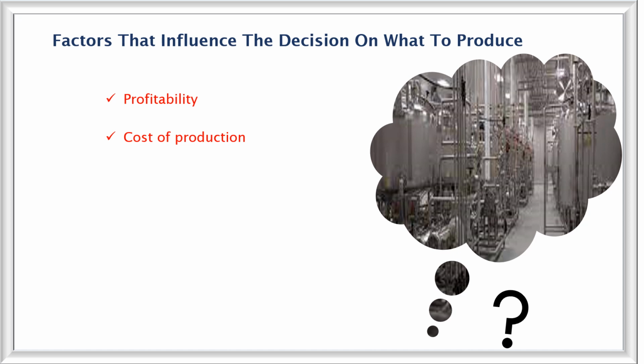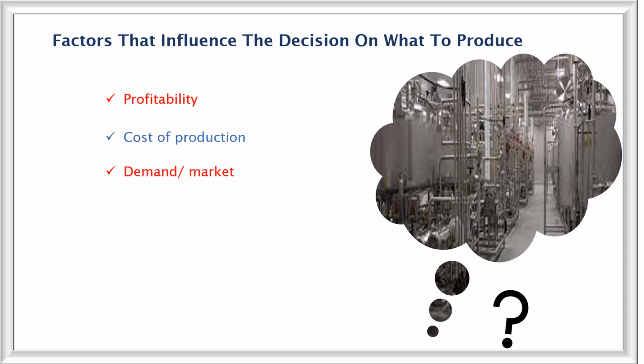Another factor is the cost of production. Here we're referring to all the expenses incurred in the process of creating and delivering a product or service. These expenses can include raw materials, labor, equipment, rent, and marketing costs. In simple terms, it is the sum of all the expenses necessary to produce and sell a product or service. And a farm will produce commodities for which production costs are low.